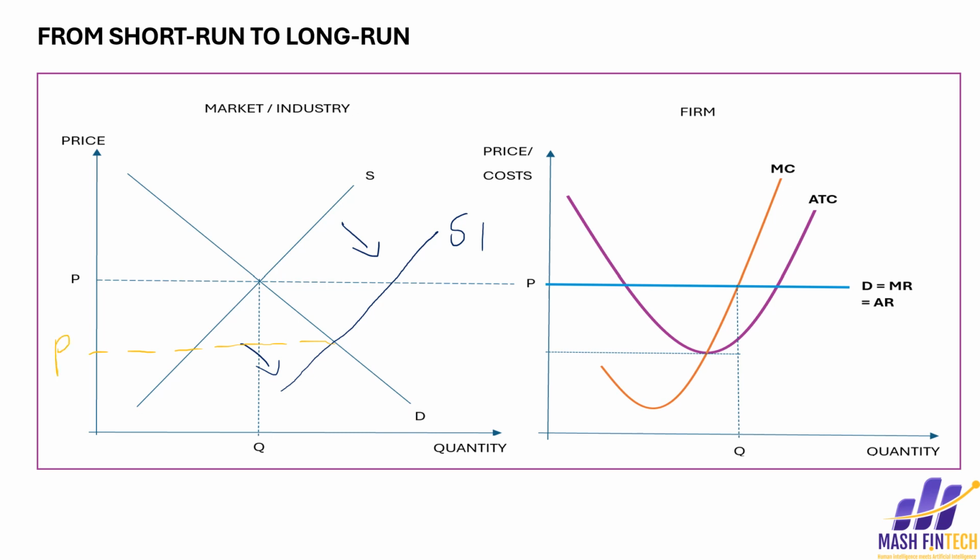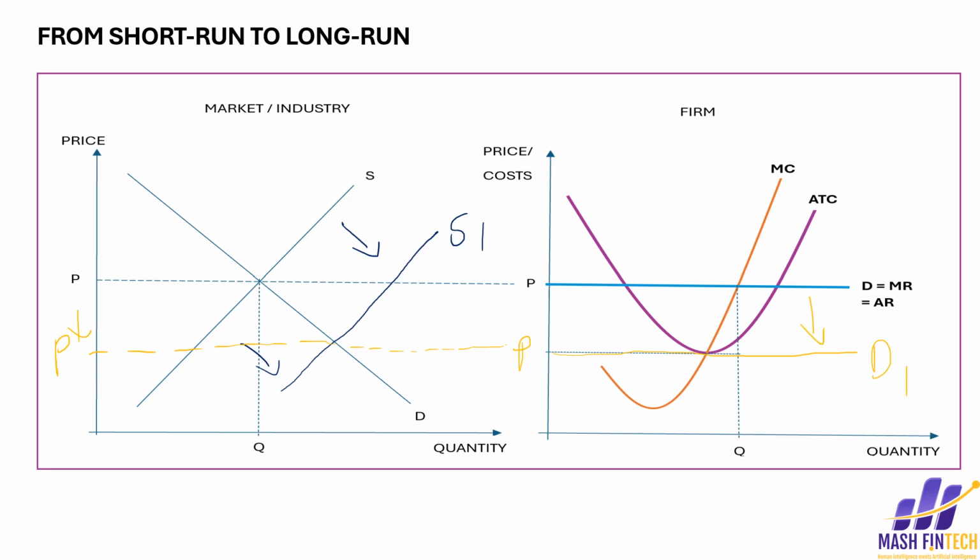And the firms are price takers. They're going to take this price as given. So this becomes the price for the firm, and hence the new demand curve is going to be down here. This is the new demand curve. So the demand is going to shift downwards like this.